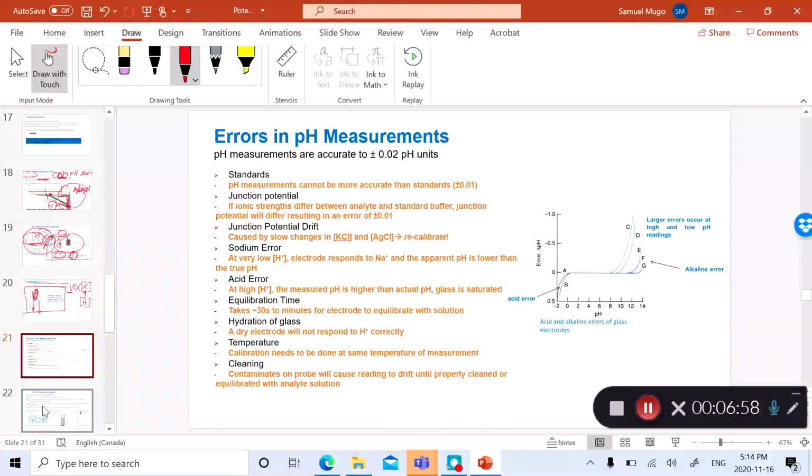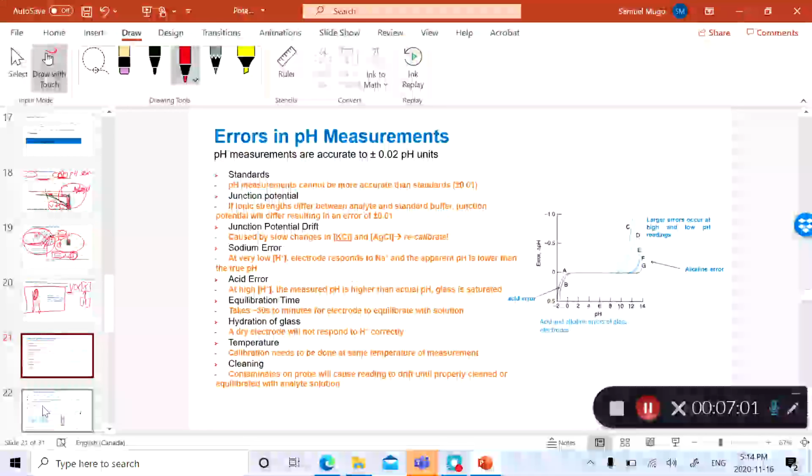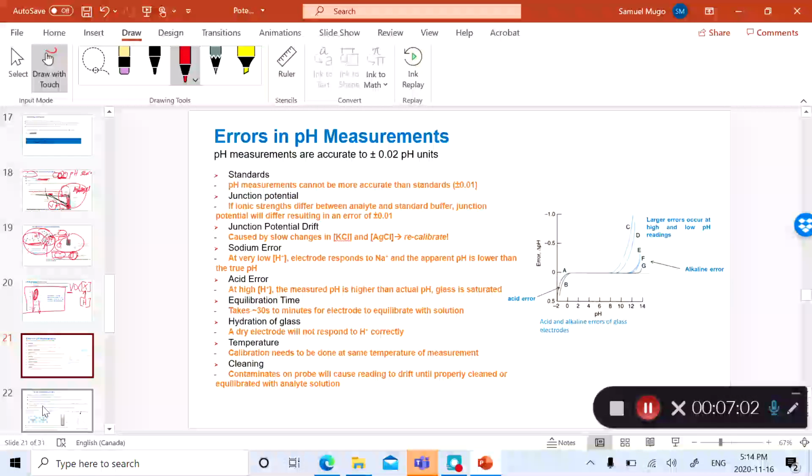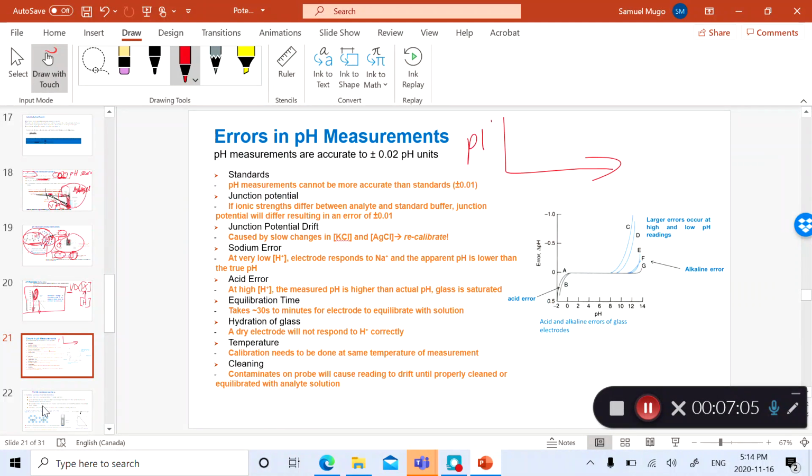Now, those of us who have, and all of us have used a pH electrode, we know that the data in terms of the pH readings tend to be fairly erratic. And the reason it's erratic is because of a combination of different types of errors that are especially prevalent when you're using a pH electrode.